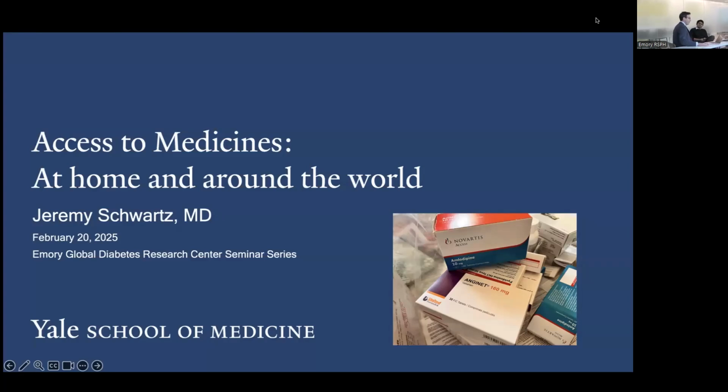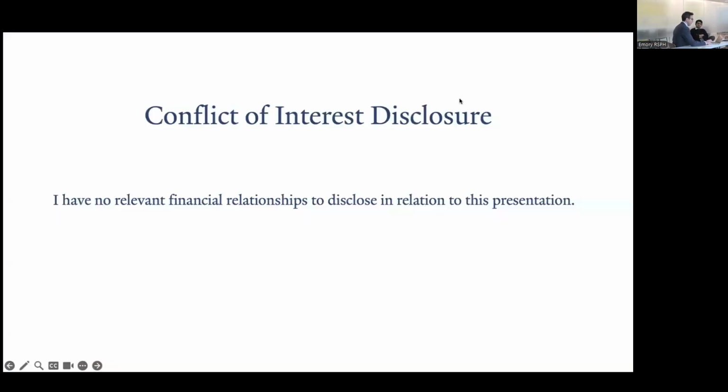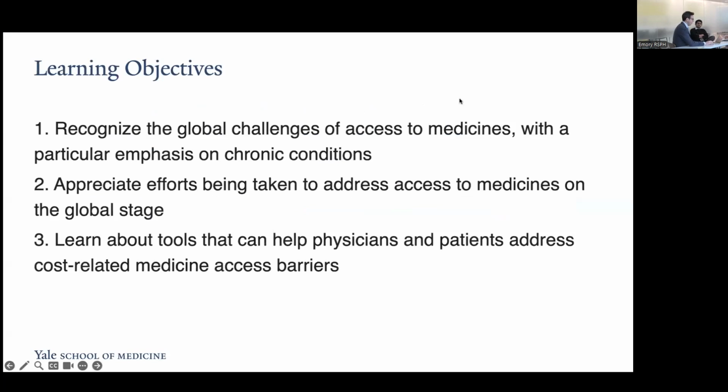So I'm going to talk today about access to medicines, and I try to give a global perspective, meaning I'm not just focusing on my work internationally, but also my work domestically, and really trying to draw parallels and help all of us see that the issues that we deal with around the world are very much the same. So it's a pleasure to be here. I have no conflicts of interest.